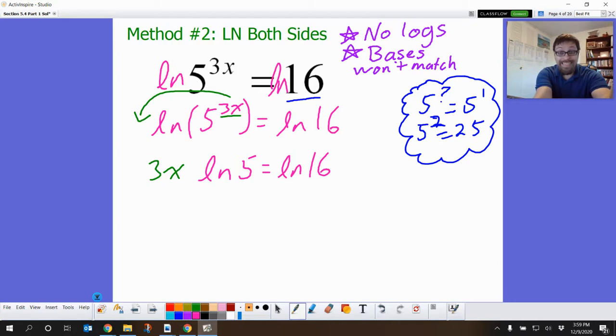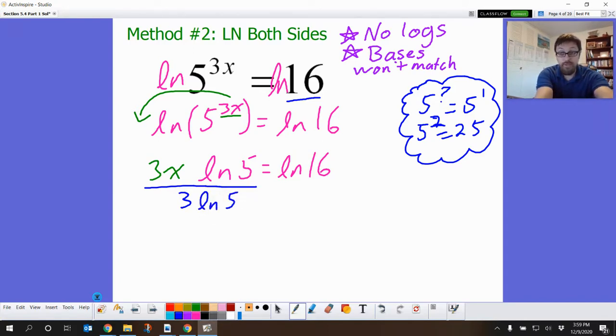So now we just need to try to get that x by itself. There's a couple things I need to get rid of. I need to get rid of the 3, so I better divide by 3. And I also have an ln of 5. ln of 5 is just a number like 3 is. So just the same way we would get rid of 3, we can get rid of the ln of 5.